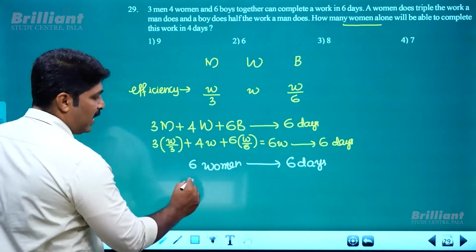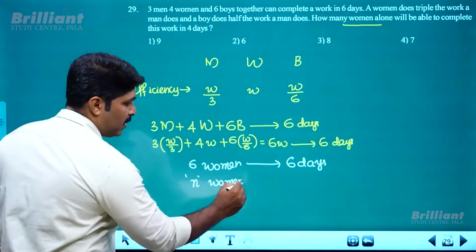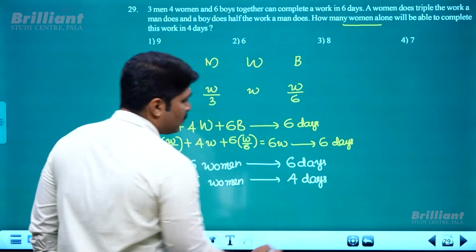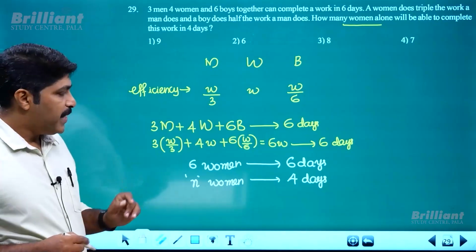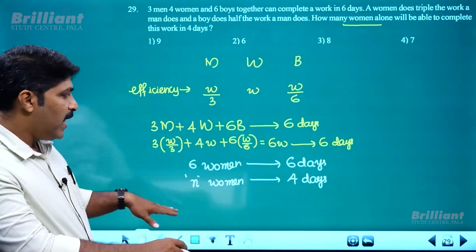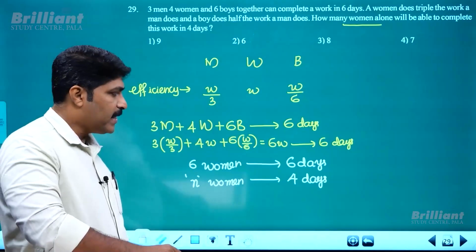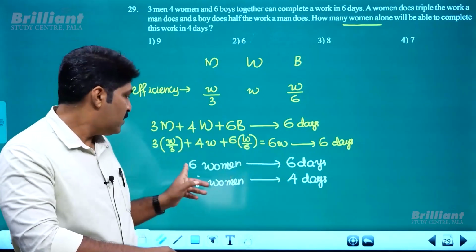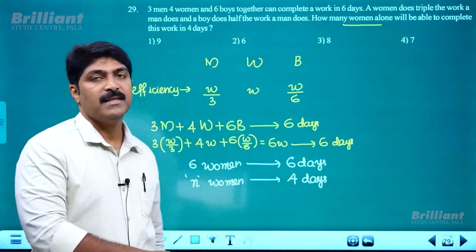So here N women, we are going to find out N women, they need to finish the same work in 4 days. So we have to find out what is the value of N. That's a simple trick. So understand, it's an inverse variation concept. Whenever the number of women increases, the days will decrease. Or if the number of women decreases, the days will increase. So definitely we know that our answer is greater than 6. But all the given options, except the second one, are greater than 6.